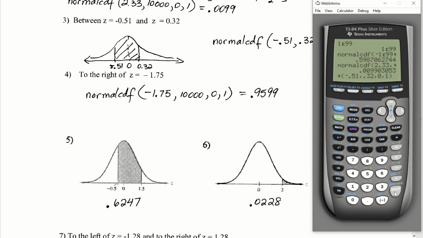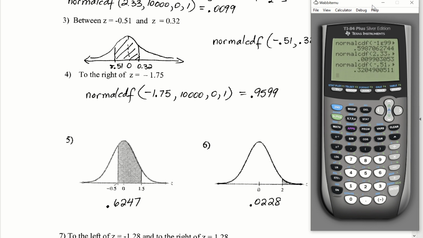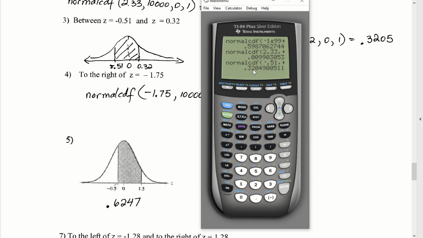Go ahead and hit enter, and we would get that the area between those two z-scores would be 0.320, and this would round to 5. So 0.3205.